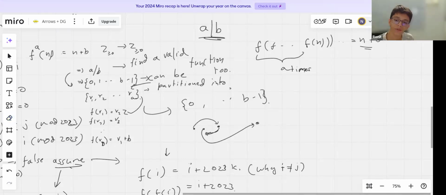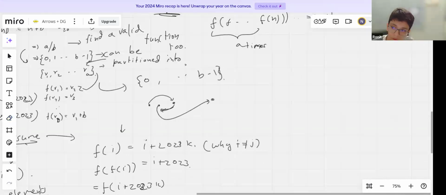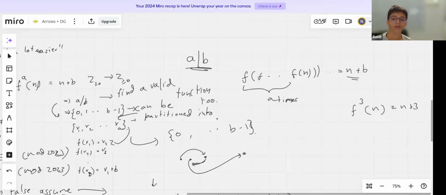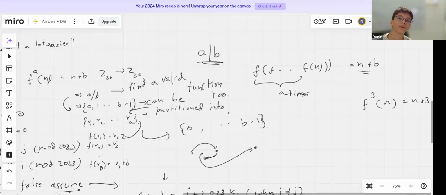So what do you mean? F of a is equal to 3 and f of b is also equal to 3. No, no. F of 3n is equal to n plus 3. I'm just replacing a equals b equals 3. Oh, here, okay. What kind of function is that?